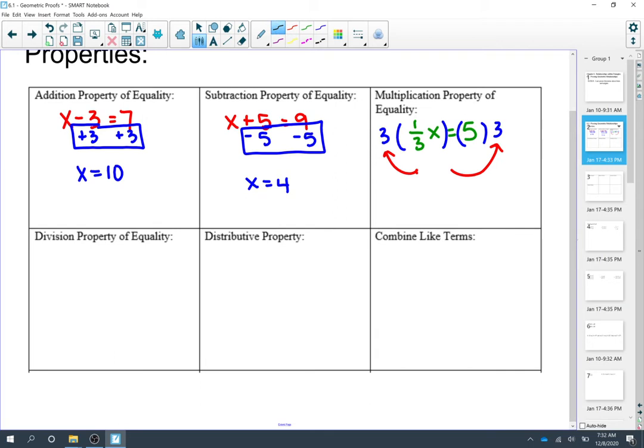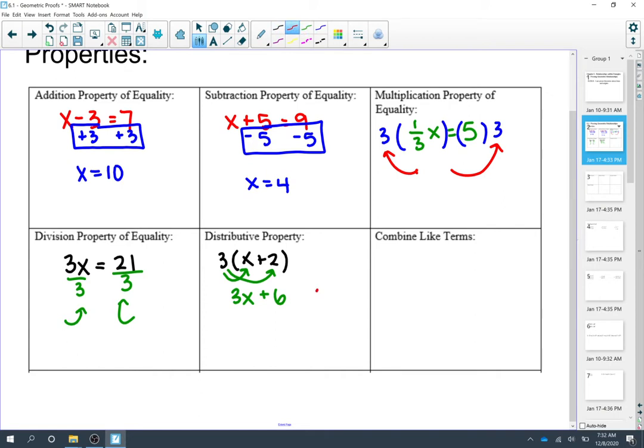Division property of equality. So let's say we changed it to 3x equals 21. Here we could divide both sides of the equation by 3, and then right there is the division property of equality. The distributive property, let's say we had 3 times x plus 2. We could distribute the 3, which would give us 3x plus 6, and that's the distributive property.